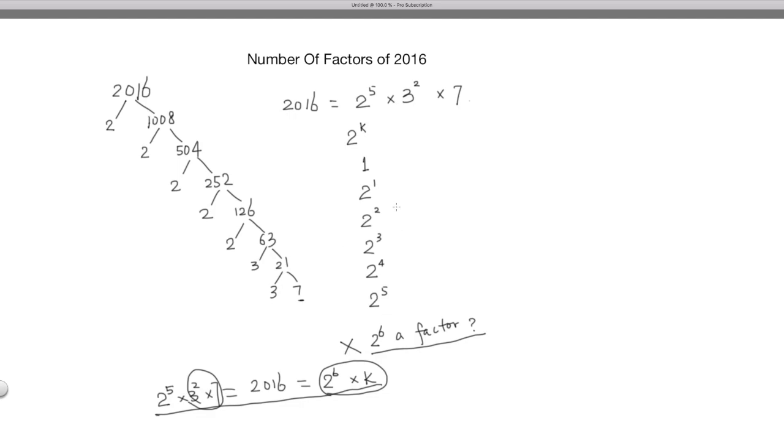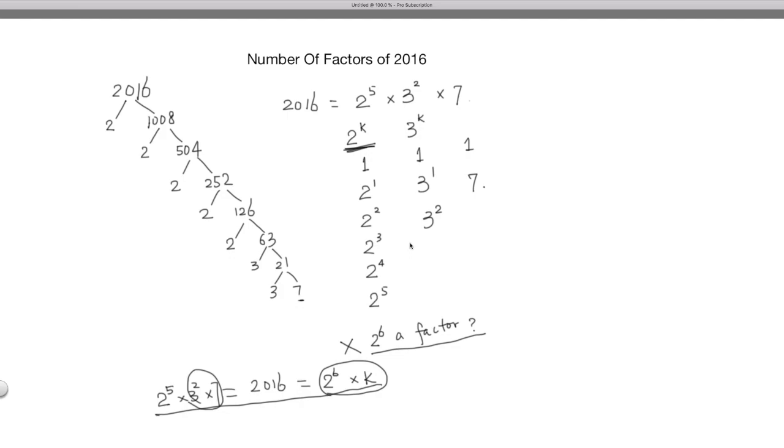So in terms of the form 2 to the power k, there are only 6 numbers in the form of 2 to the k that are a factor of 2016. Similarly, in the form of 3 to the k, there are only 3 factors: 1, 3 to the power 1, 3 to the power 2. And for 7, there's only 2: 1 and 7.